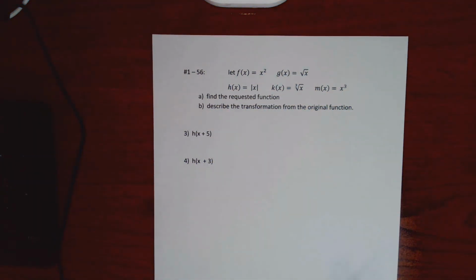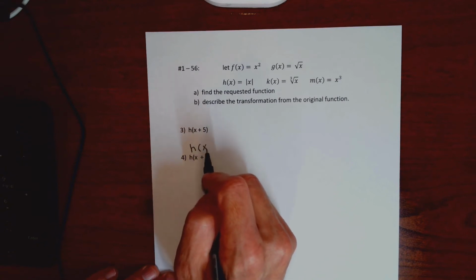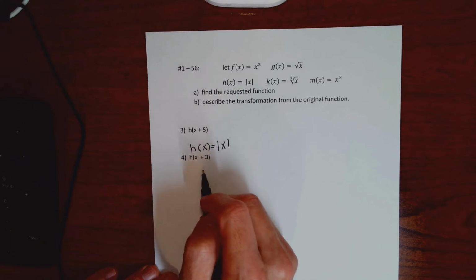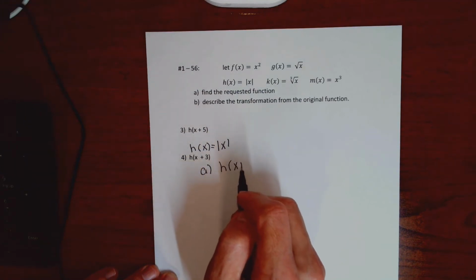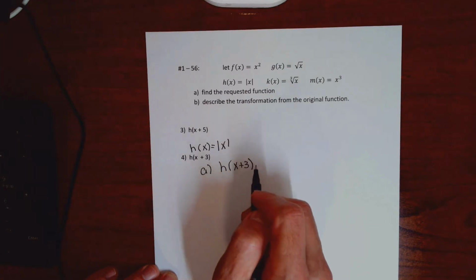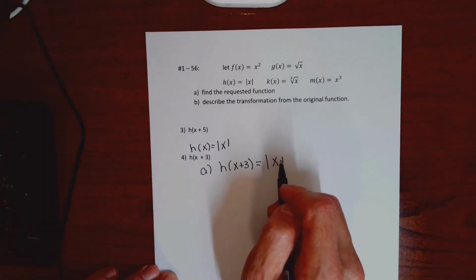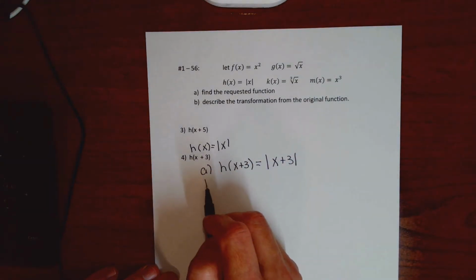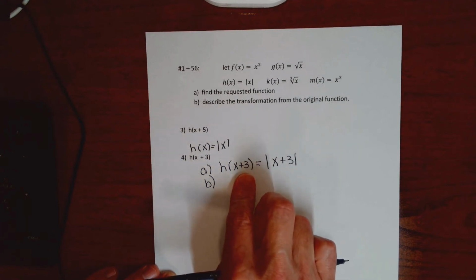Problem 4 calls out the same h of x, which is the absolute value of x. And it wants me in part A to find h of x plus 3. Because that plus 3 is inside the parentheses, when I rewrite it, that plus 3 belongs under the absolute value. And of course, inside parentheses, pluses are left, minuses are right.